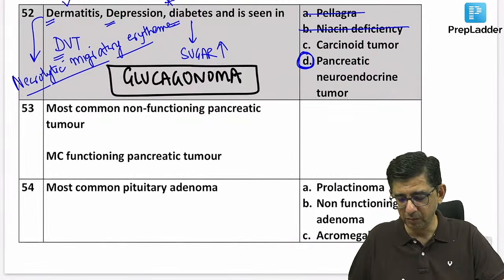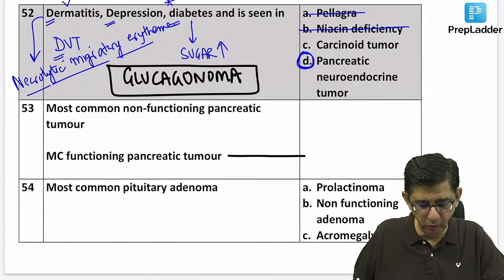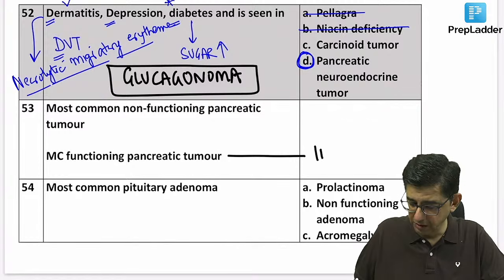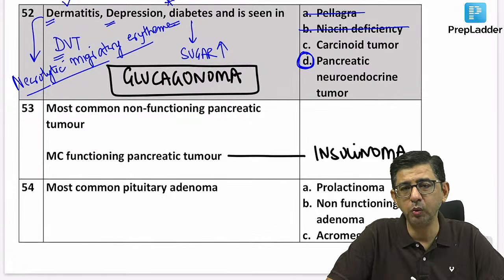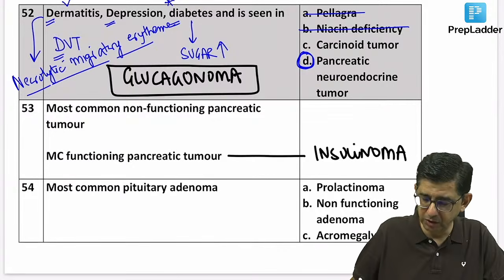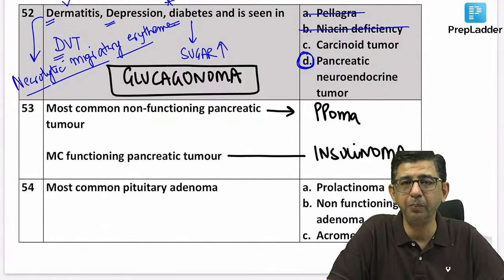Then he asks, what is the most common non-functioning pancreatic tumor? I think I've answered the majority of queries. The most common functioning pancreatic tumor is the insulinoma, for which we do a 72-hour fasting test and a dotatate PET CT scan. But if he asks what is a non-functioning pancreatic tumor, then your answer would be PPoma, that is pancreatic polypeptide. This is the PPoma.